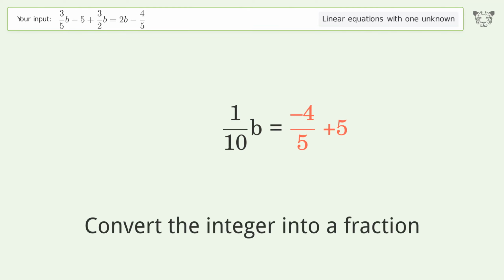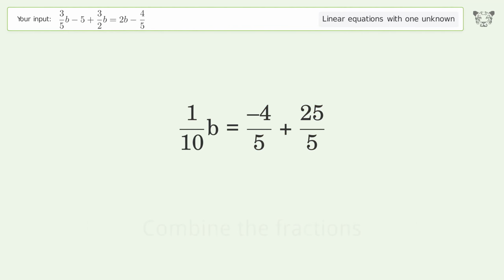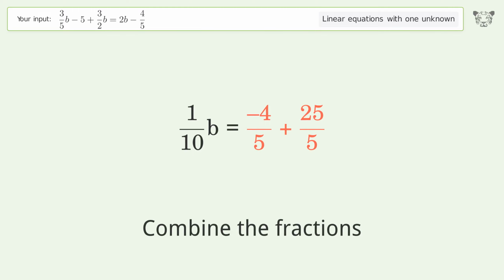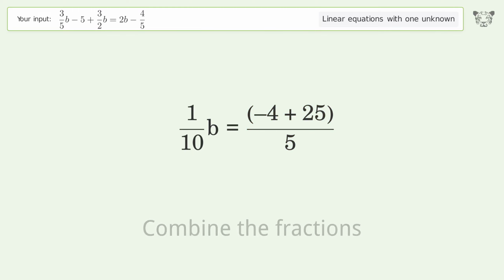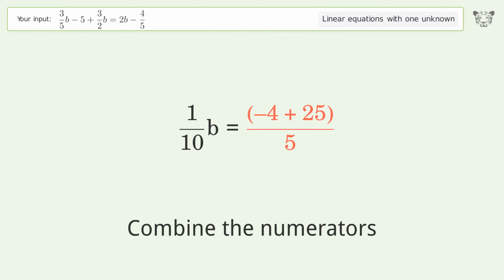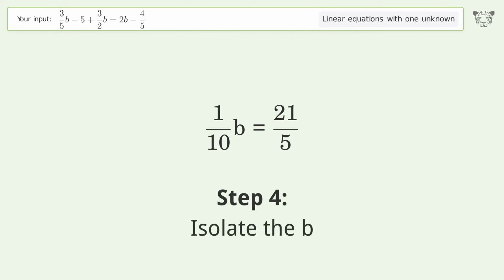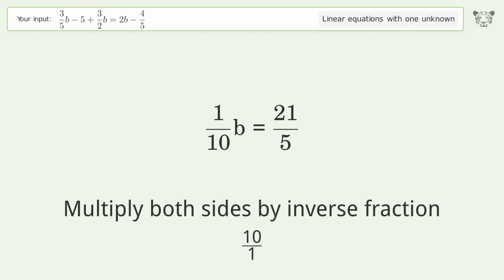Convert the integer into a fraction. Combine the fractions. Combine the numerators. Isolate the b. Multiply both sides by inverse fraction 10 over 1.